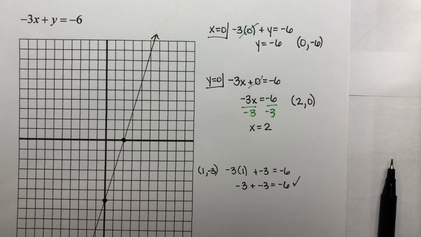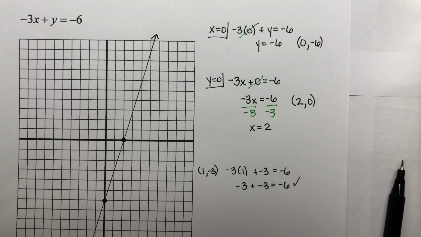So you have some options. If you're confident with your two points, just graph them and you're done. If you aren't quite so sure, you could either pick another number and plug it in and find a third point, or you can look at your graph and say, it looks like it passes through this point. Let me double check that. It all works.